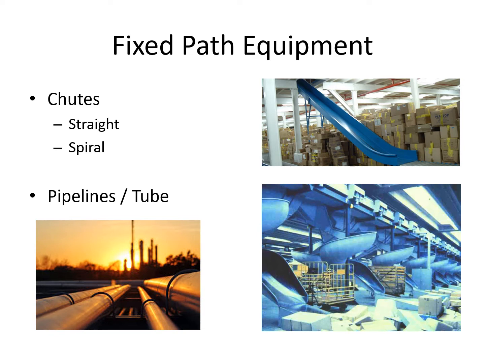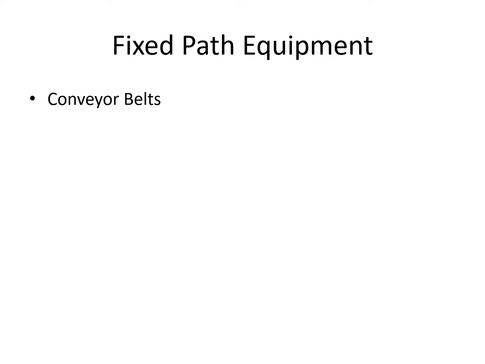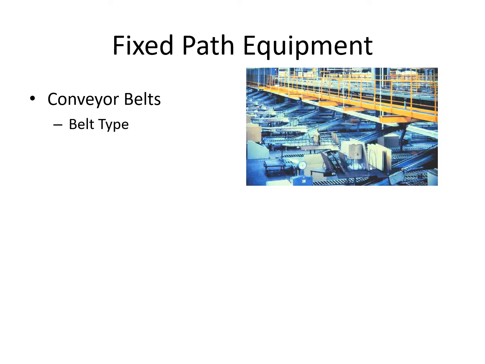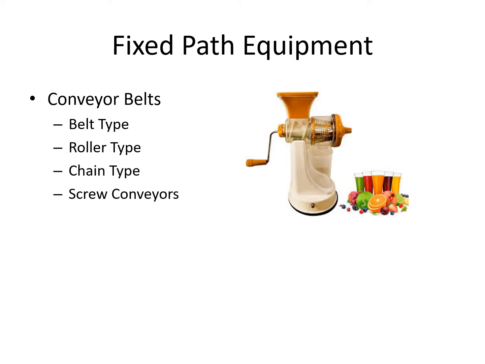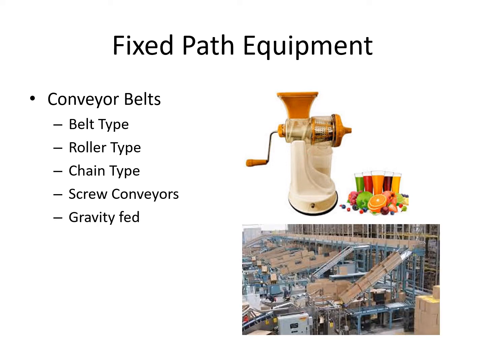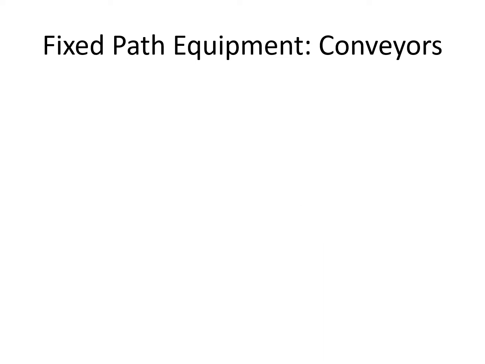The next in line are the conveyor belts. Conveyor belts could be belt type where a belt runs along the bed of the chute, roller type or chain type. We may also have the screw type of conveyors where, as you see in the diagram, the portion where this pulp comes out is the screw conveyor part. We can have conveyors which are gravity fed, pneumatic, hydraulic or even vibrating. Let us have a few examples of the conveyors.